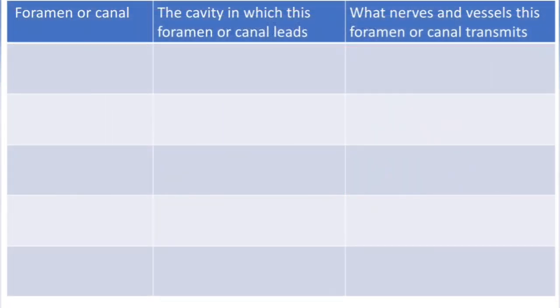I want you to do something for me. I want you to draw this table in your notebook. You will name the foramen, the cranial cavity which this foramen or canal leads to, and what nerves and vessels this foramen or canal transmits. For example, take the optic canal. Which cavity? The middle cranial fossa. What does it transmit? It transmits the optic nerve, cranial nerve number 2, and the ophthalmic artery. So you need to do that.